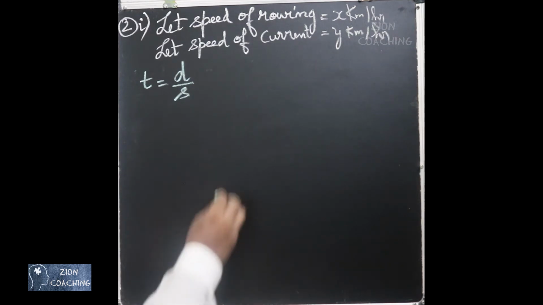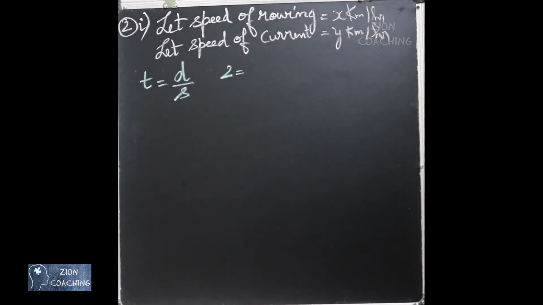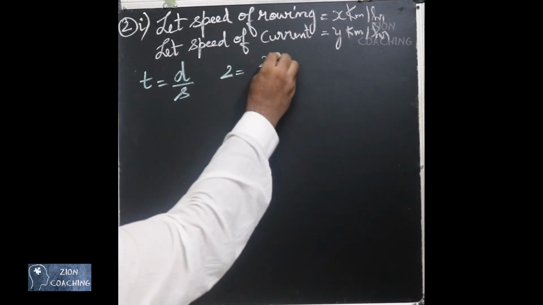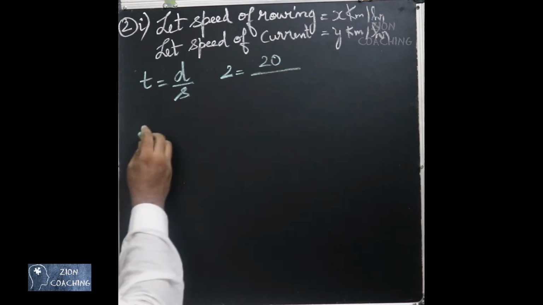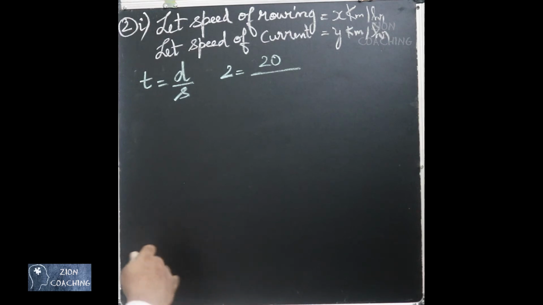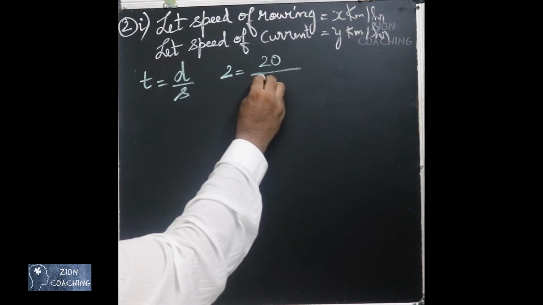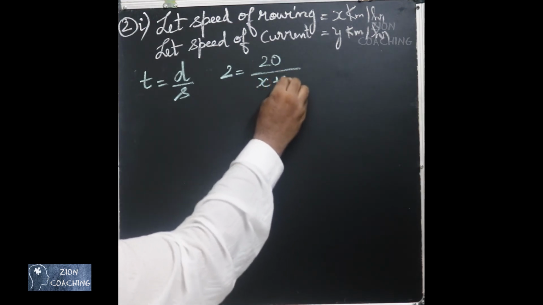In the first situation, time taken is 2 hours. The distance traveled is 20 kilometers. The speed, when the person is moving along with the direction of the water, then his speed will get added with the speed of the water and both are going to help him. Not only his speed, the speed of the water current is also going to help him sail faster. So the total speed will become x plus y.